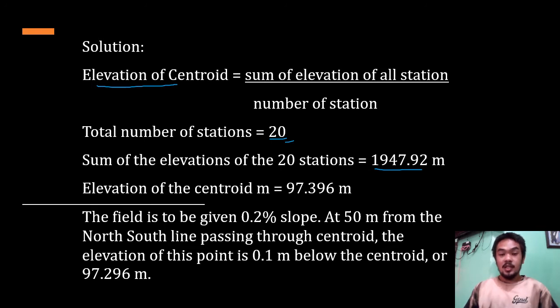So this is the elevation of the centroid, 97.396 meters, and it is said that the field is to be given a 0.2 slope, at 50 meters from the north-south line passing through the centroid. The elevation of this point is 0.1 below the centroid. So it means that below the centroid it is 97.296, and above the centroid it should be 97.496.